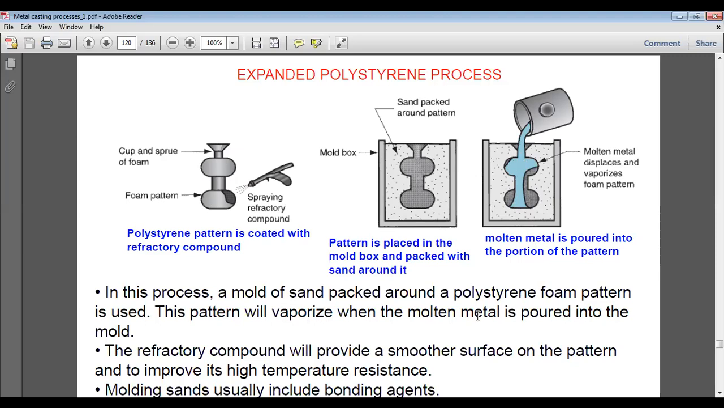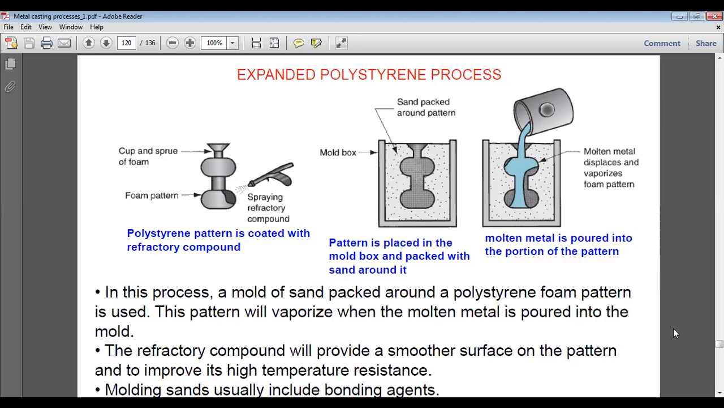Polystyrene foam pattern is used. The pattern will vaporize when the molten metal is poured into the mold. So this was the expanded polystyrene process, in which the material is easily convertible, has a very low melting temperature, and can be easily converted into vapors.